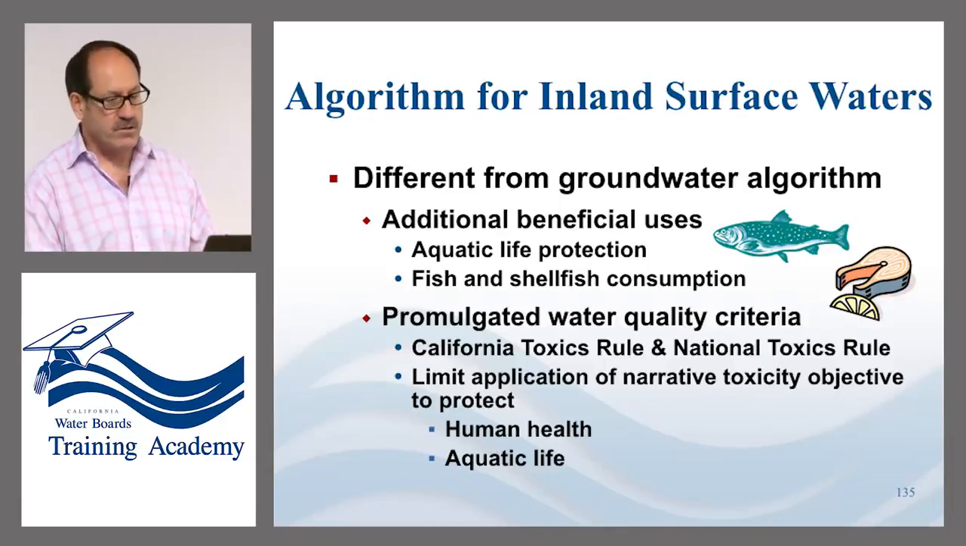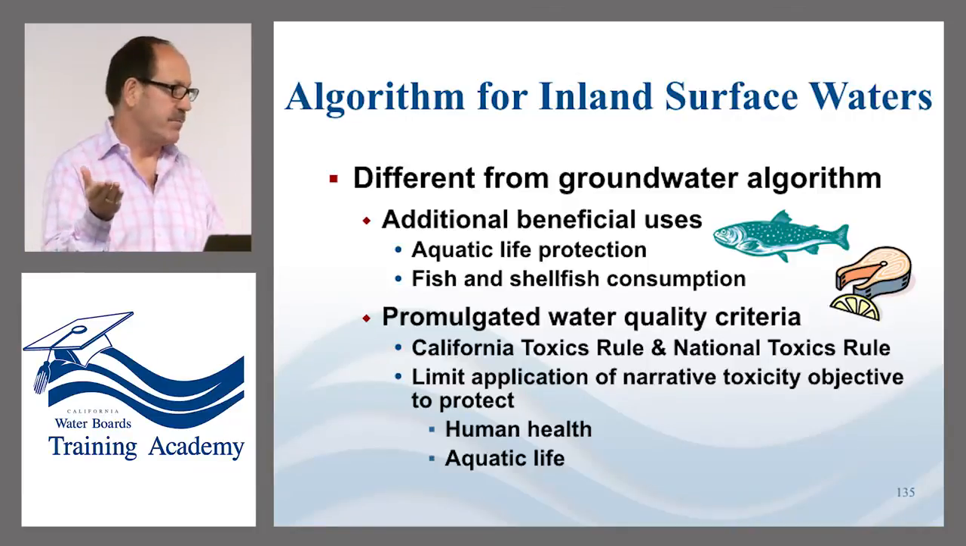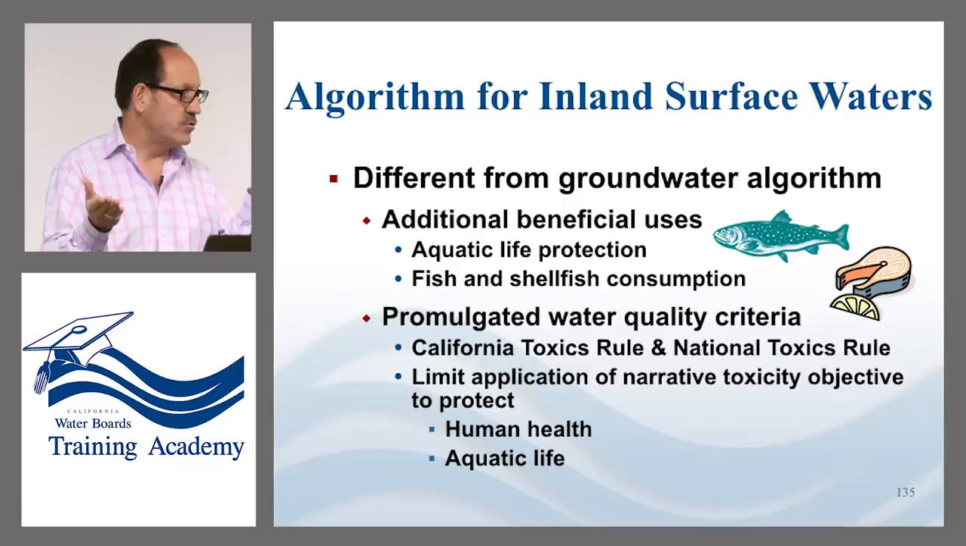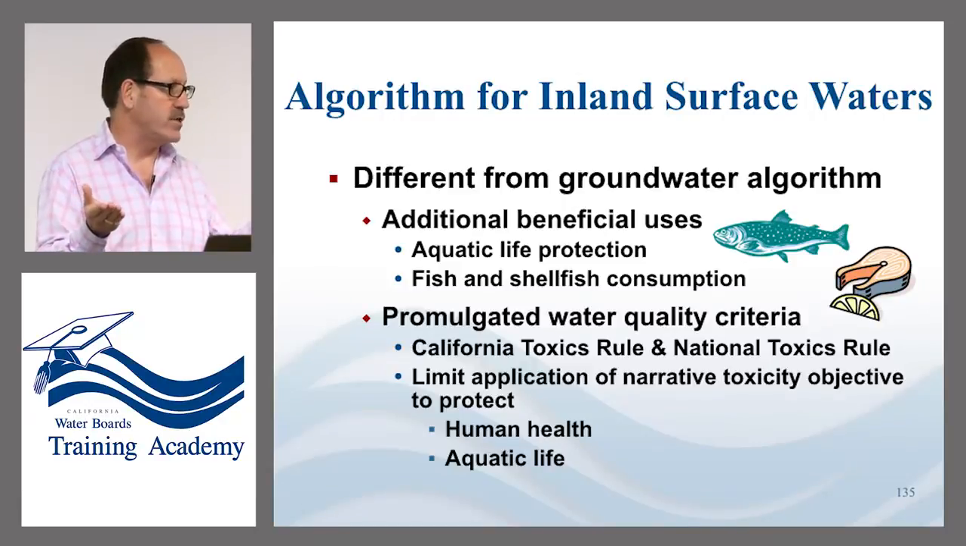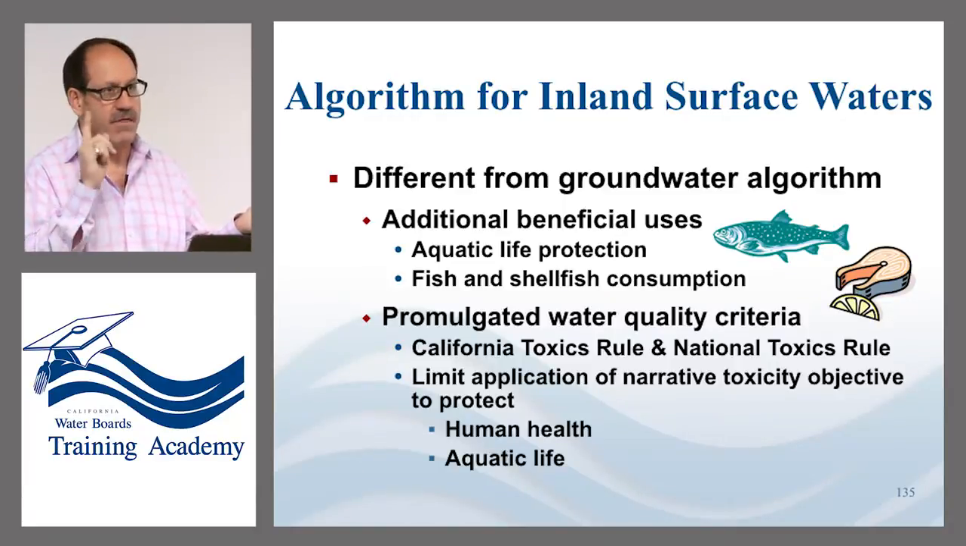In other words, if I have a CTR criterion for cadmium to protect aquatic life, and I have EPA's national recommended water quality criteria to protect aquatic life from cadmium, the CTR number has greater legal weight. It will hold up better in court. That's what you're going to pick.